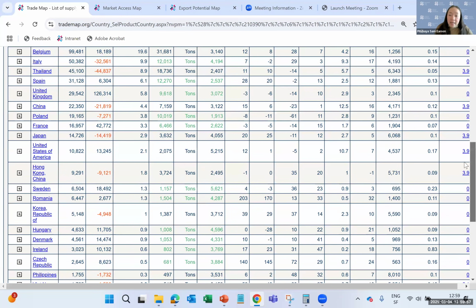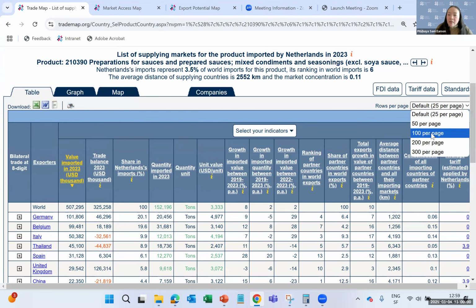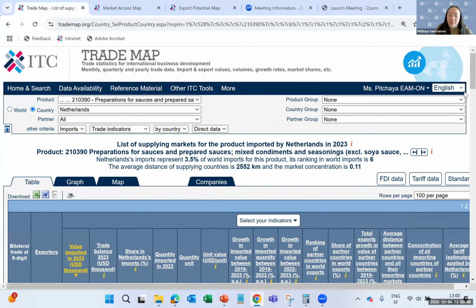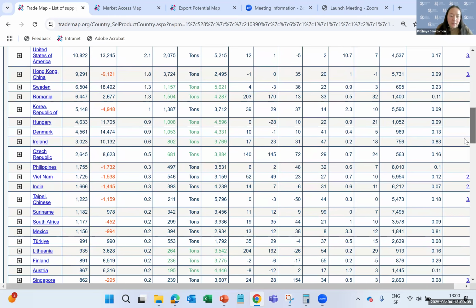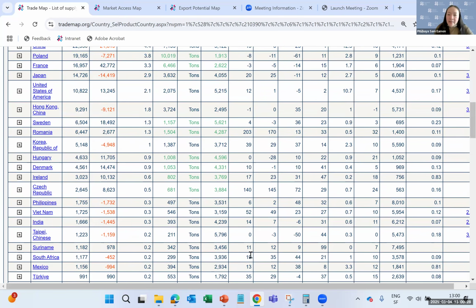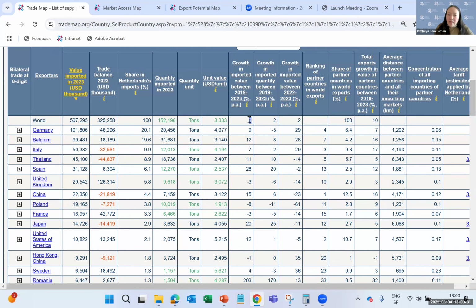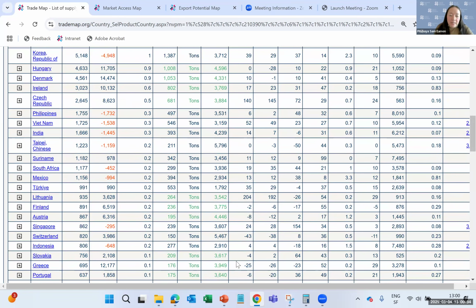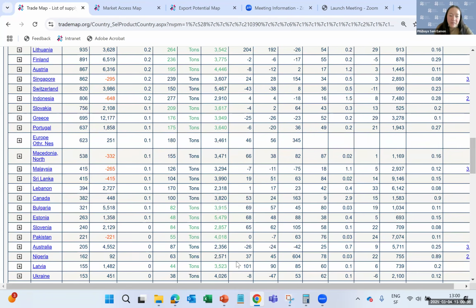I currently do not see it, but what I can do is expand the number of rows to 100, and hopefully I will be able to see Indonesia here. Let's have a look. Indonesia is right here. In 2023, Netherlands imported 800,000 US dollars worth of this particular product, sauces, from Indonesia. Okay? And we can have a look at the growth rate here. The average growth rate of its imports is 8%. It imports from Indonesia at 4%.